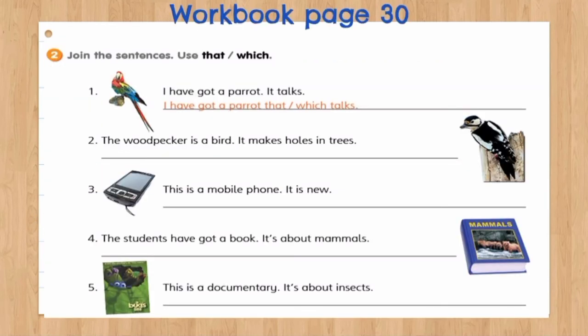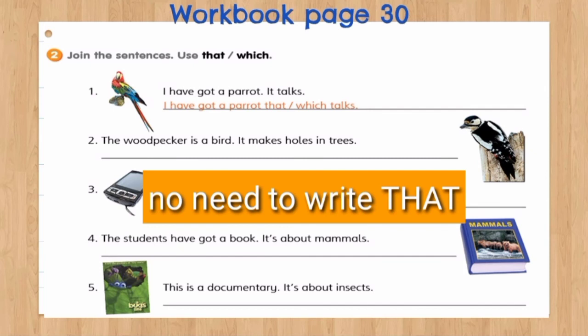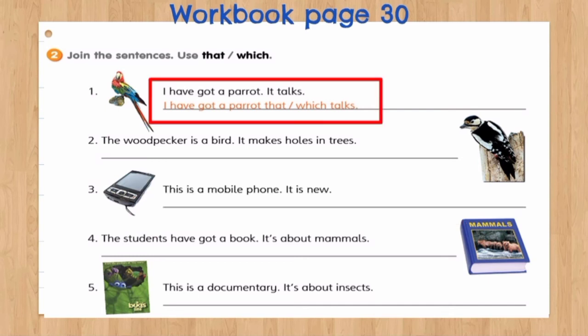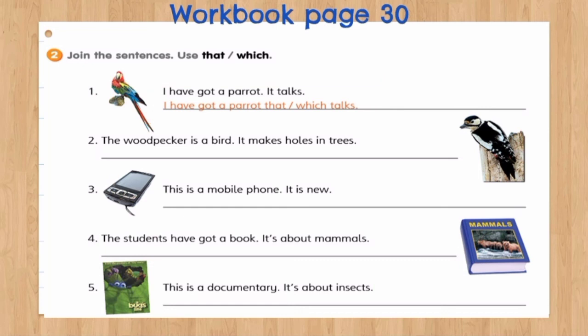For your exercise, please open your workbook page 30 and look at activity 2 and 3. For the activity 2, join the sentences using which. Remember, you only need to write which. Tidak usah ditulis that-nya, hanya which-nya aja yang ditulis. Like the example number 1, I have got a parrot. That is sentence number 1, and sentence number 2 is it talks. What you need to do is to change it with which. So the answer will be I have got a parrot which talks.